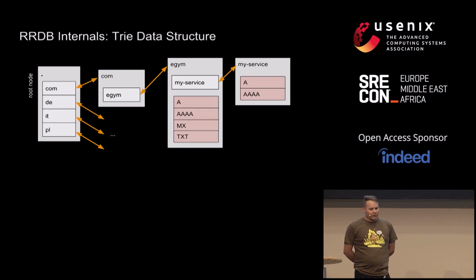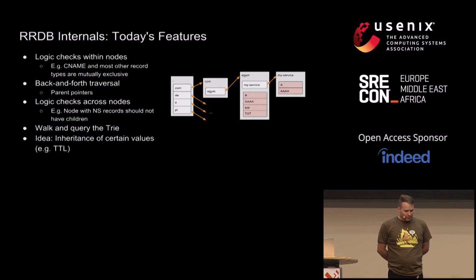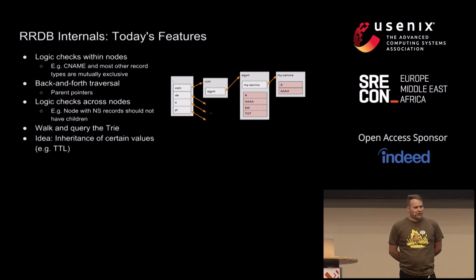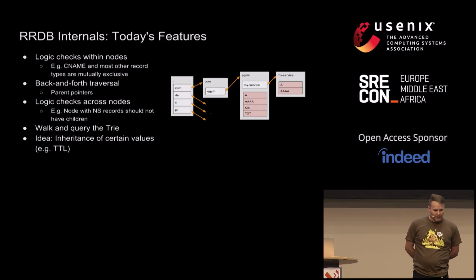And now we can run a couple of tests in memory before even deploying. What we do is we do some logic checks within the nodes. So if a node, for example, has a CNAME record attached, then it must not have an A record. That is a limitation of how DNS works. And we can validate this in memory even before a change goes to production.